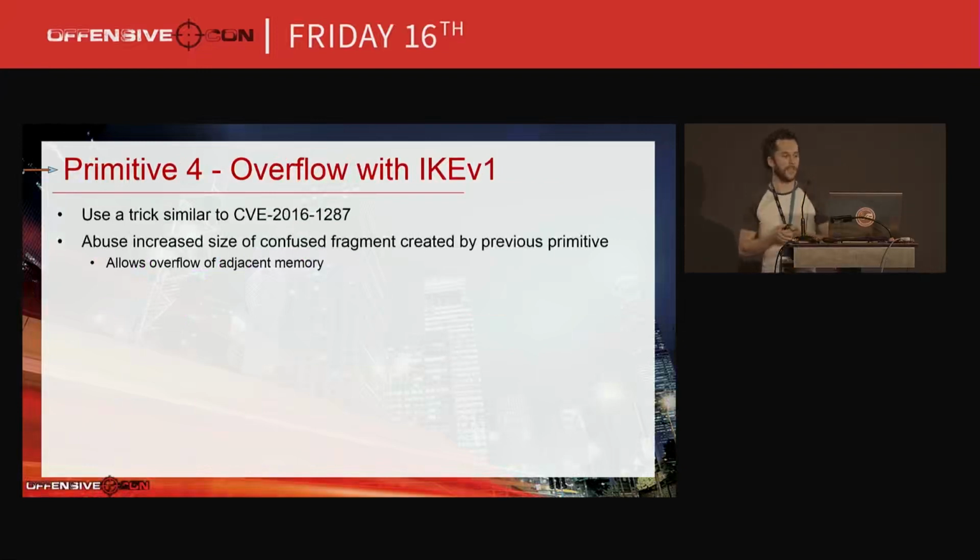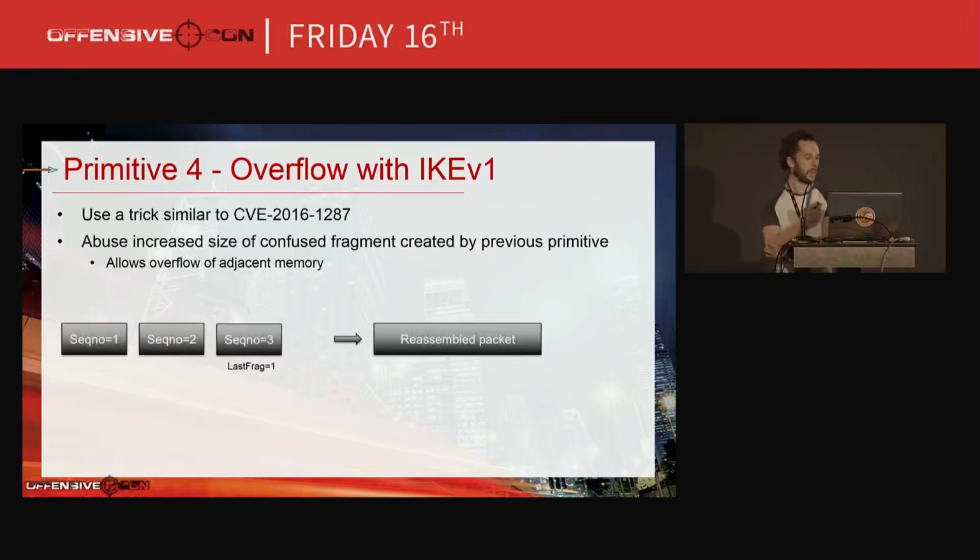Our fourth primitive is similar to what Exodus Intel did to overflow IKEY v1. Even though all the bugs that they found are now patched, we're going to use a quite similar trick. The idea is to abuse the previous primitive, where we change the length of a fragment, to overflow some memory when we reassemble the packet.